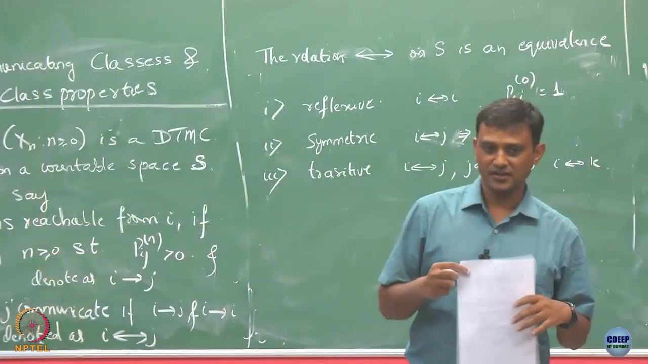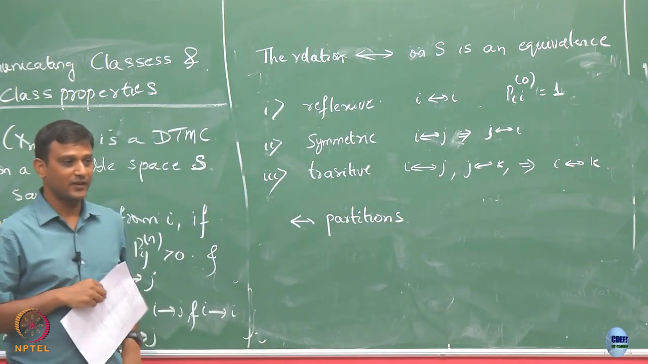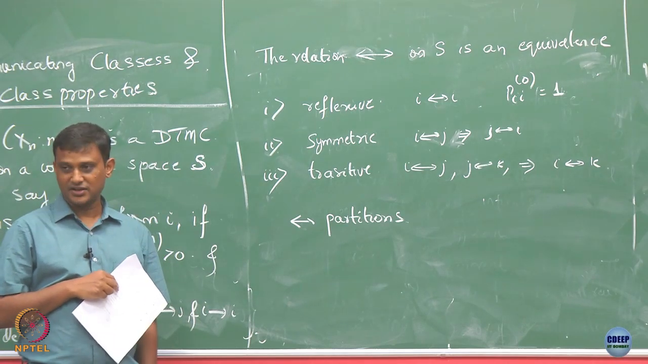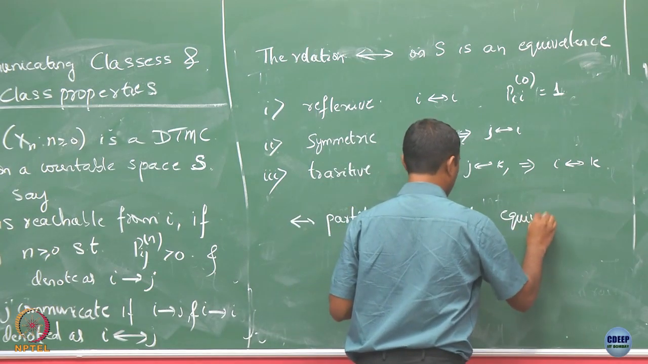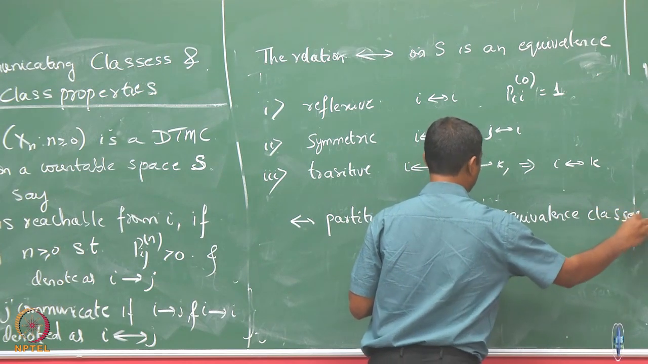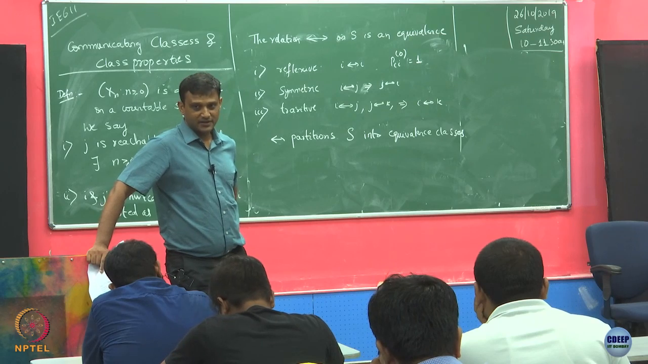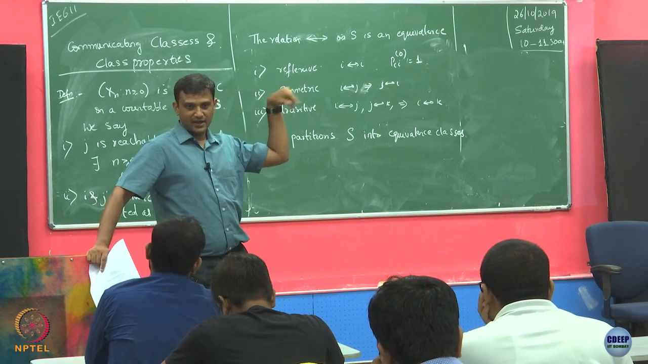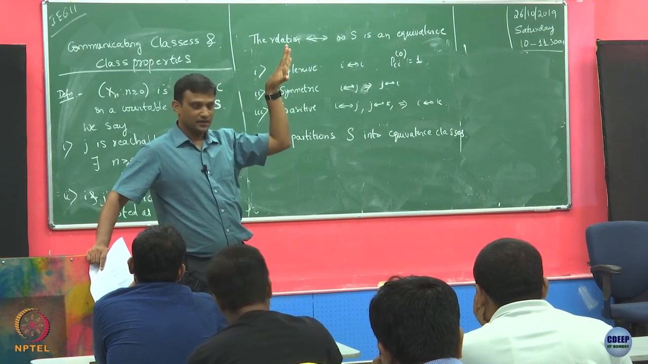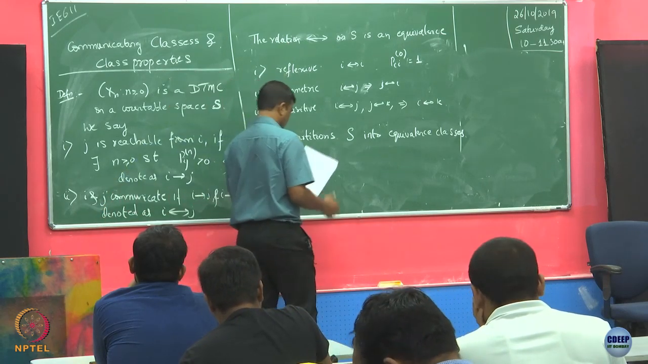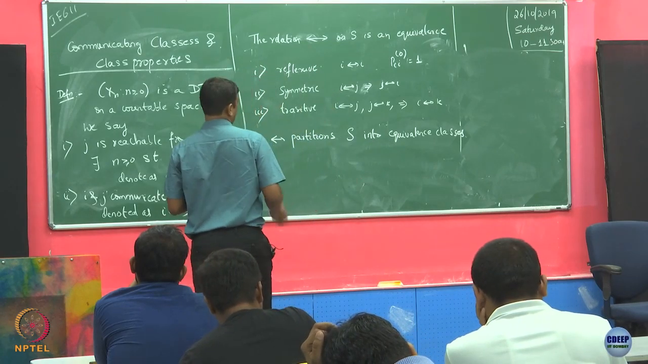So what is the property of an equivalence relation? This relation partitions your set. You have this state space S, and if you apply this relation, it is going to partition your S into what we are going to call equivalence classes. So all the states within one particular partition are going to be equivalent. That is what we call an equivalence class. And here we have so many classes, so we are going to call them equivalence classes. Okay, fine. We have some more definitions.